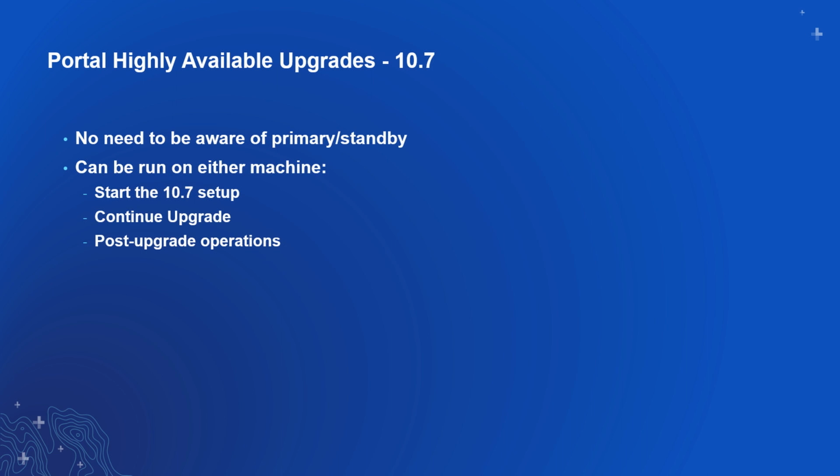So at 10.7, you don't need to know who's primary and who's standby. The upgrade figures it out, and it will do the upgrade. You don't have to break HA. You don't have to know who's who. We continue the upgrade. When the upgrade is done, you log in. If you're required to do a post-upgrade operation, it will just run it. Doesn't matter what portal you're on.